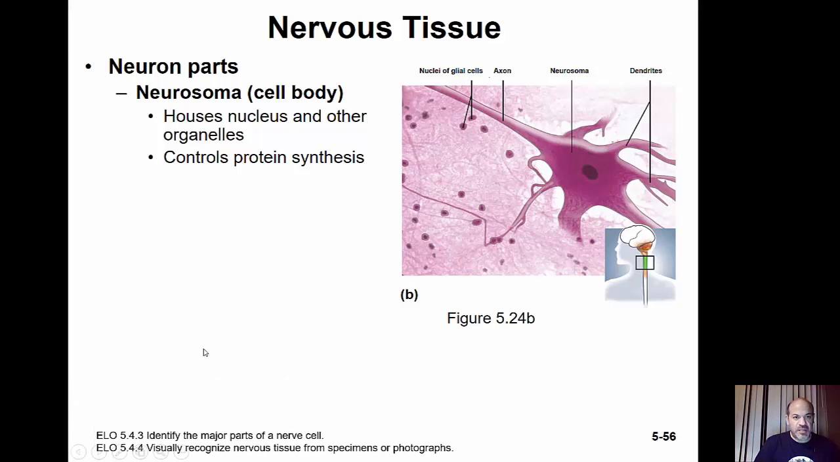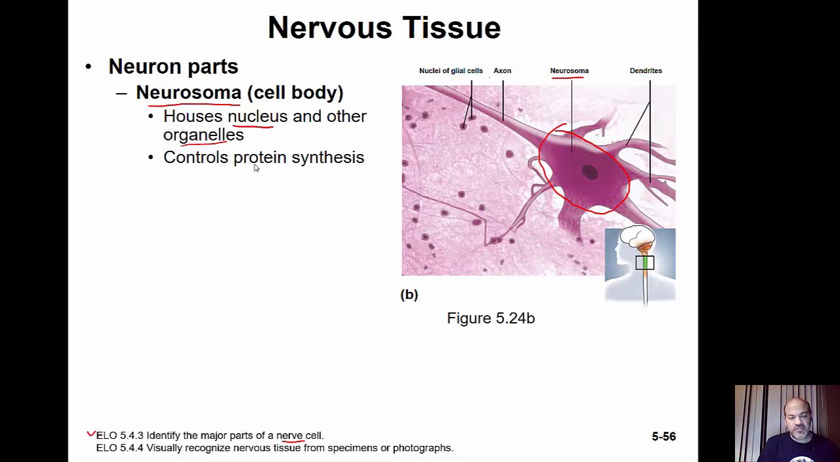So now we're going to look at the parts of the nerve cell. And so our objective is to identify the major parts of the nerve cell and to visually recognize nervous tissue from specimens and photographs. So we have a diagram there on the right of nervous tissue with a typical multipolar neuron that has many extensions coming out of the cell body, but let's take a look here at what the notes say. So the body of the cell, soma means body, so neurosoma is going to be nerve cell body when we translate that. This is going to house the nucleus and other organelles. So that'll be this part right here, that's the neurosoma right there.